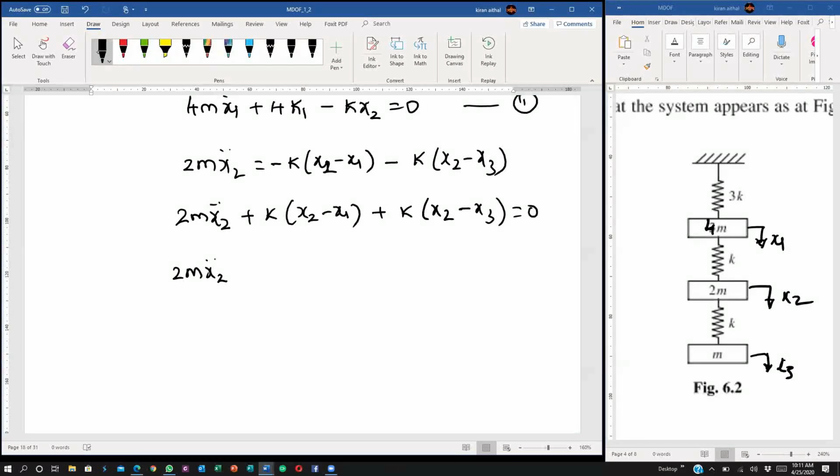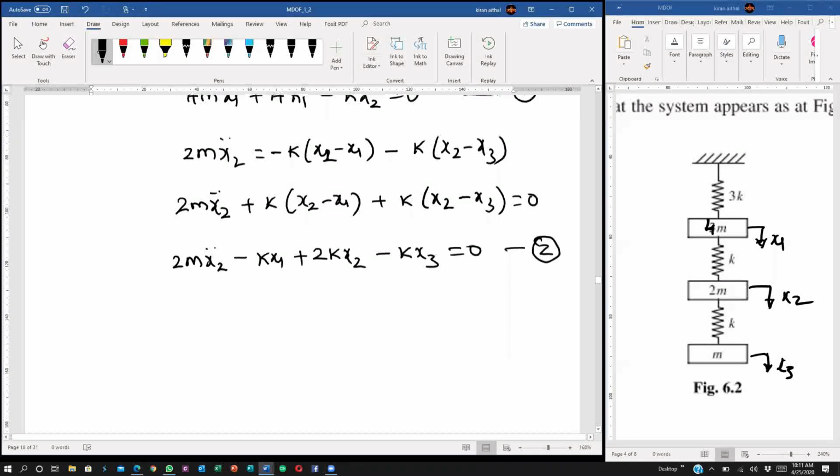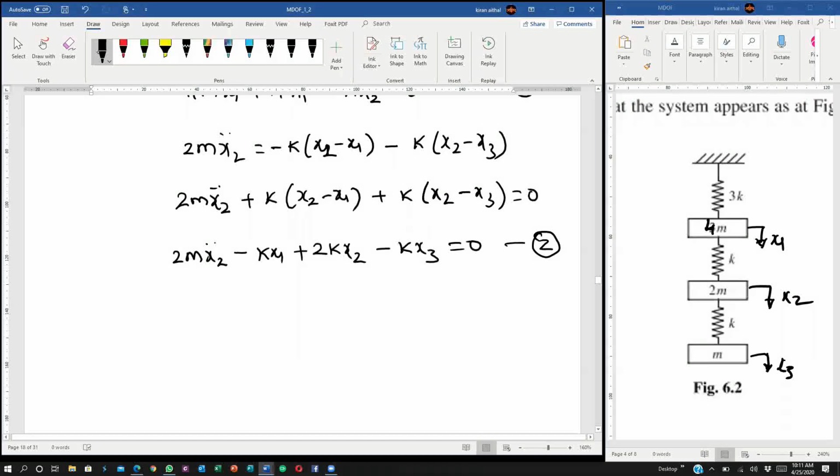Then, x1, we will first take x1. What is that? Minus k into x1, correct? Then plus 2k x2, correct or not? Then minus k into x3 is equal to 0. This is my second equation, right? Then we will go for the last one. What is the last?